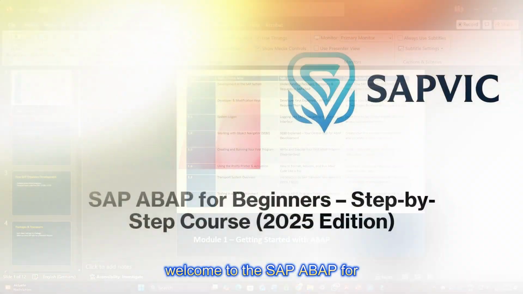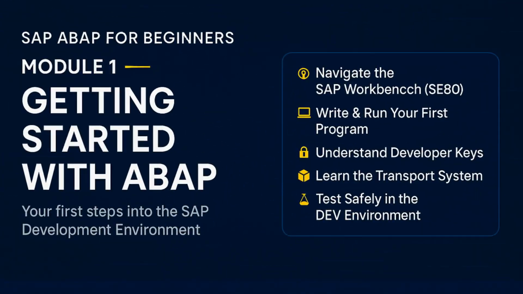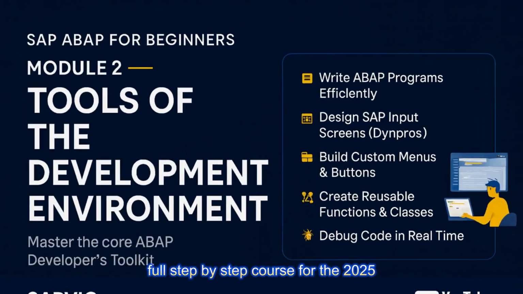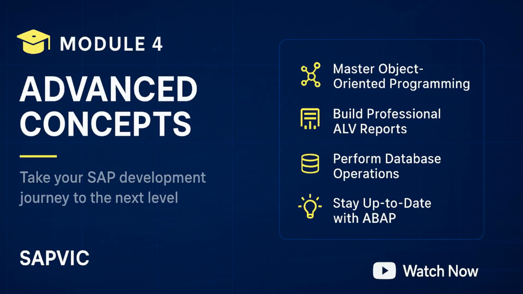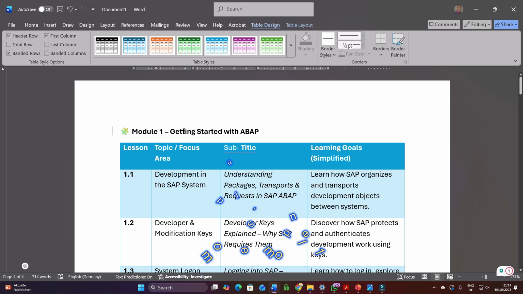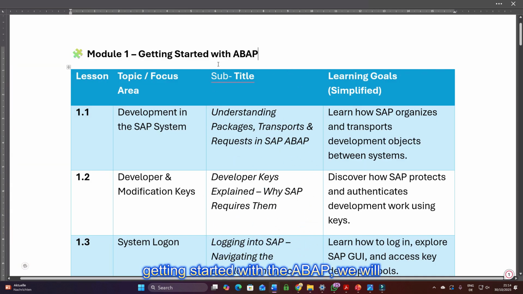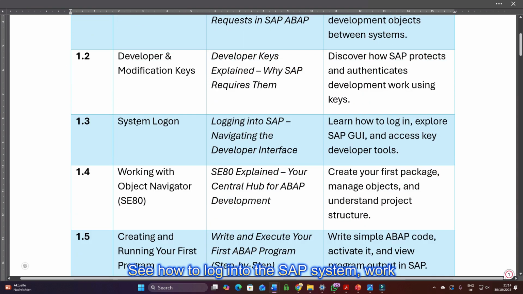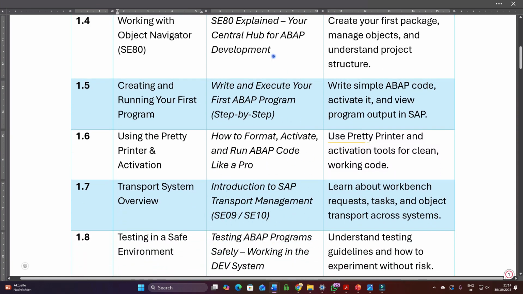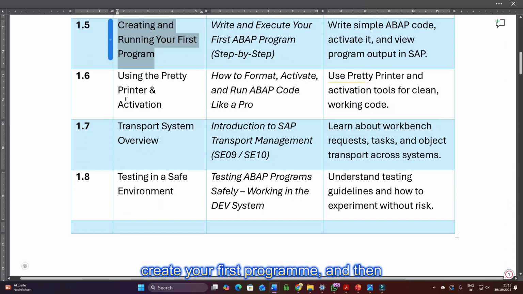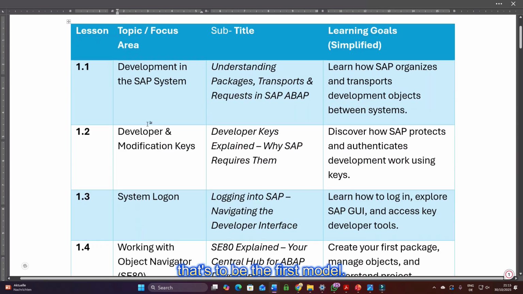Okay, so welcome to the SAP ABAP for beginners full step-by-step course for the 2025 edition. If you noticed in my previous video, I already gave the step-by-step course outline, and we have 4 modules. Module 1, the first module, is getting started with ABAP. We will first start with development in the SAP system, see how to log into the SAP system, work with the object navigator, and create your first program. That's the first module.